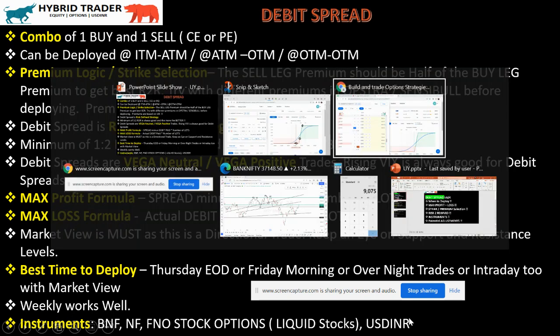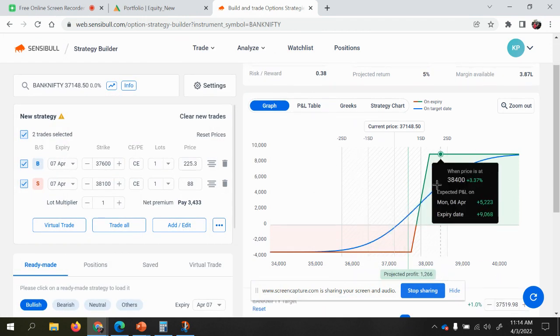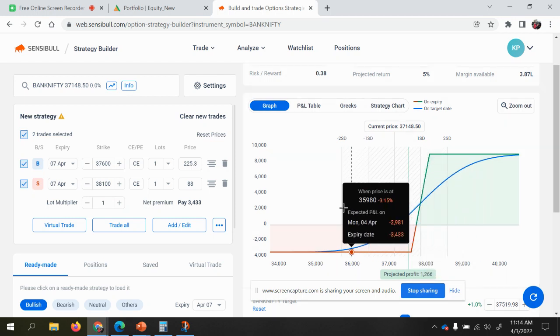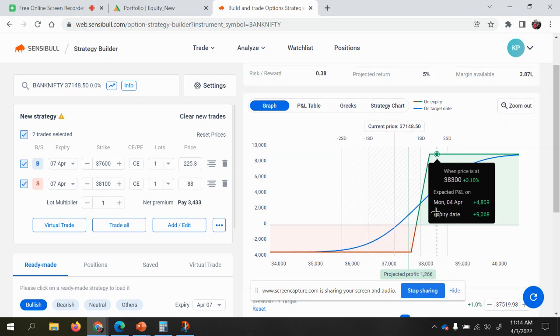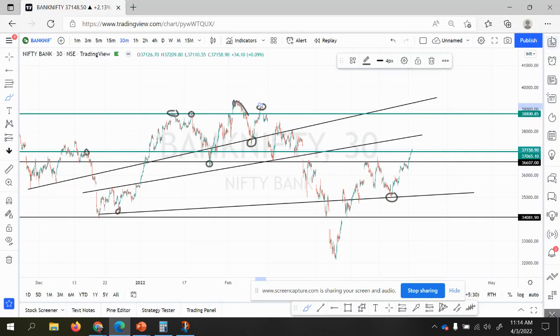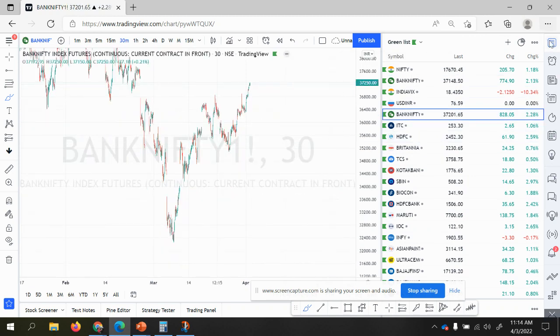So let me come back to the sensible. All right, so this is the payoff graph of the debit spreads. Do not get confused with the payoff graph. I'll try to show you how the payoff graph looks in the chart. Okay, let me go back, so I'll take one of these.